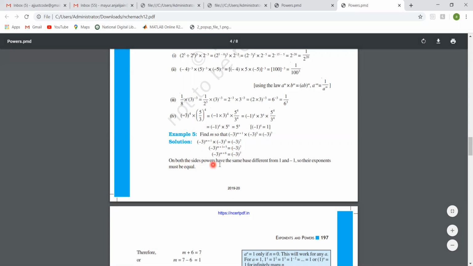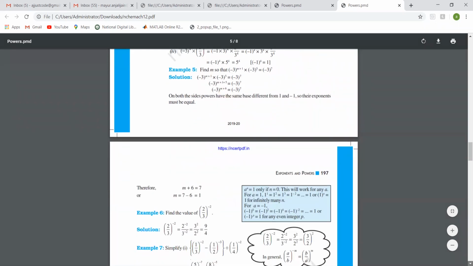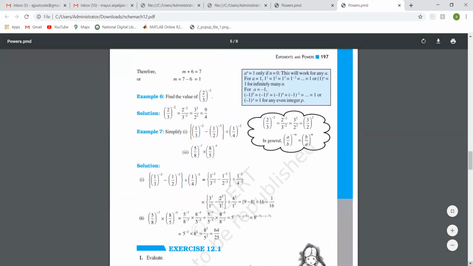So I will say that on both sides, the powers have the same base, different from 1 and minus 1, so their exponents must be equal. So I will keep their exponents equal and I will get m plus 6 is equal to 7. So m is 7 minus 6, which is equal to 1. Okay? So that is how we find the value of m.